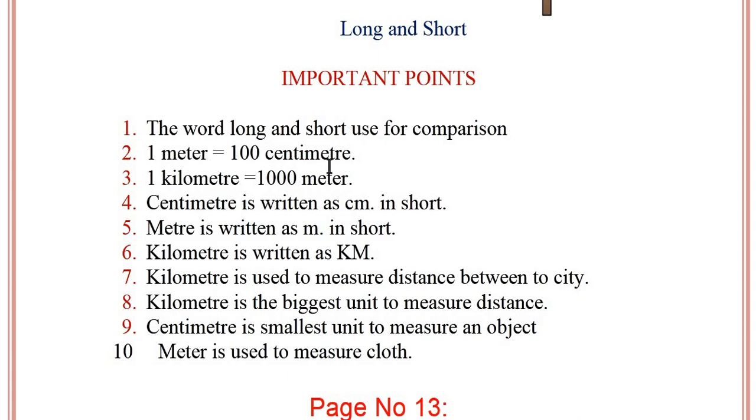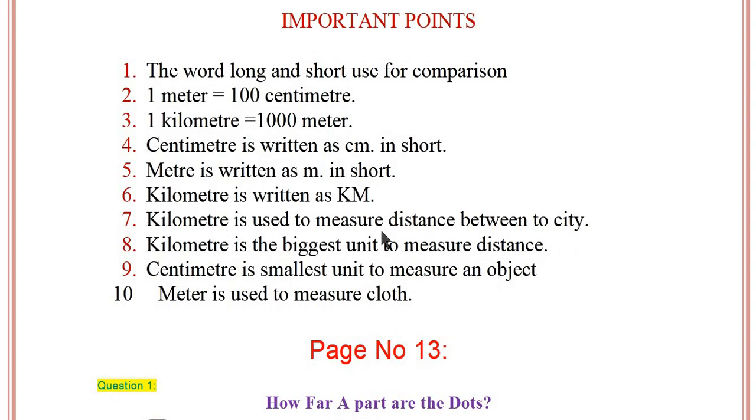1 meter is equal to 100 centimeter. 1 kilometer is equal to 1000 meter. Centimeter is written as cm in short. Meter is written as m in short. Kilometer is written as km in short.